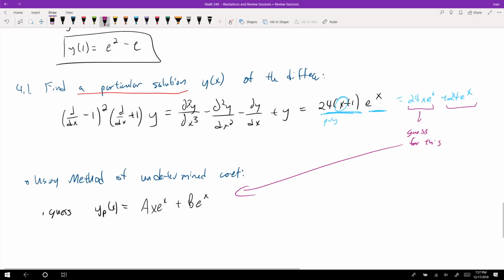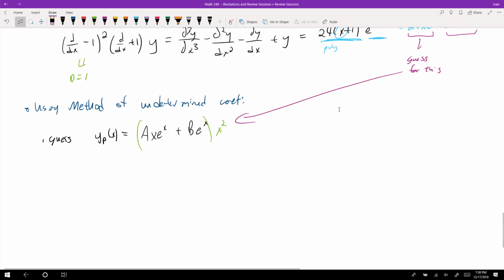But that's not the right guess. All right, why not? Yeah, there's the d minus 1 squared out in front, okay? The root of this is d equals 1, which is what that is. So what do you have to do? Yeah, we have to multiply the entire thing by x squared.